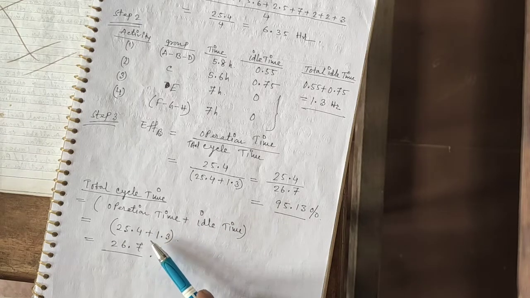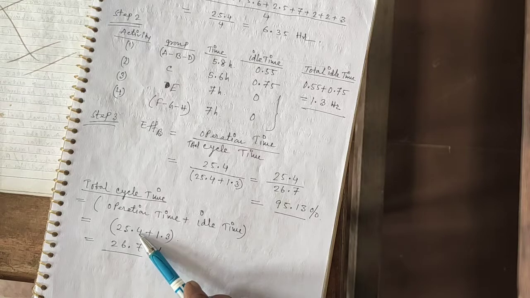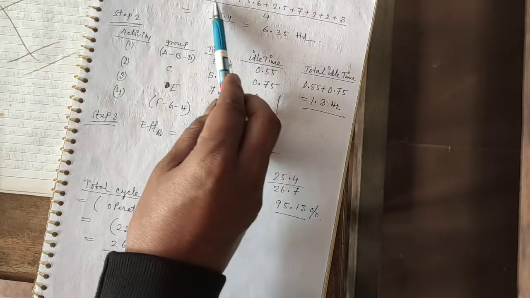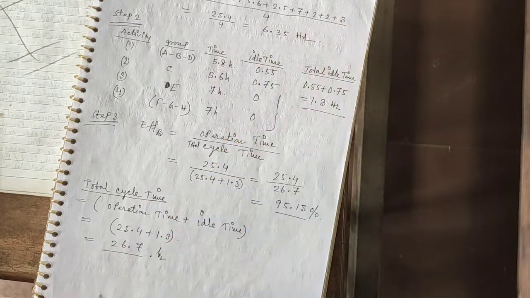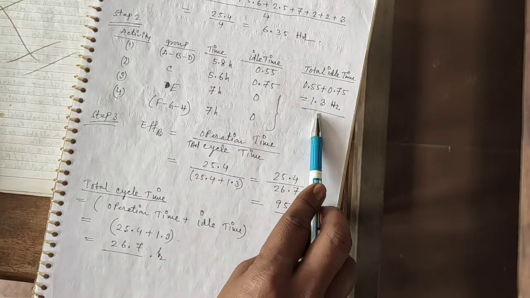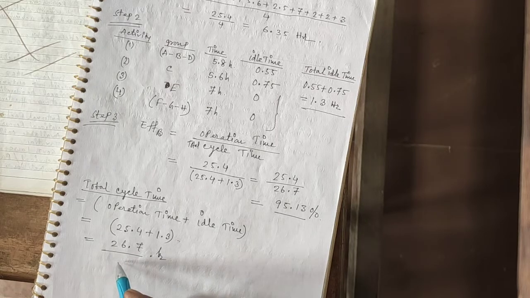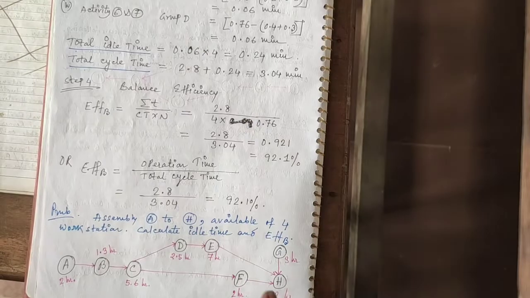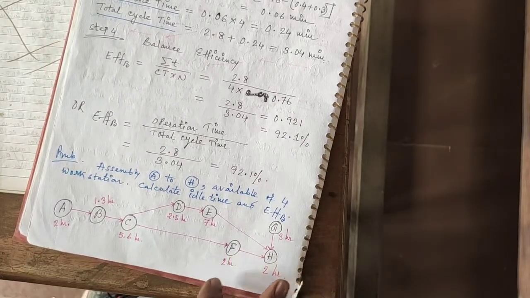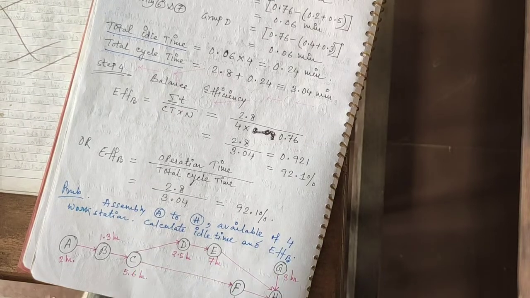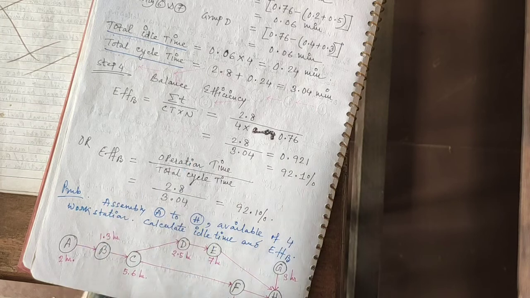That is, our original time of operation we already got from here. This is the time of operation, 25.4, and we have idle time, which is 1.3. So joining 25.4 and 1.3 we can get 26.7, which is the total cycle time. So this is the process of calculating the total idle time, total cycle time, and we have an important calculation, that is the balancing efficiency of any system.